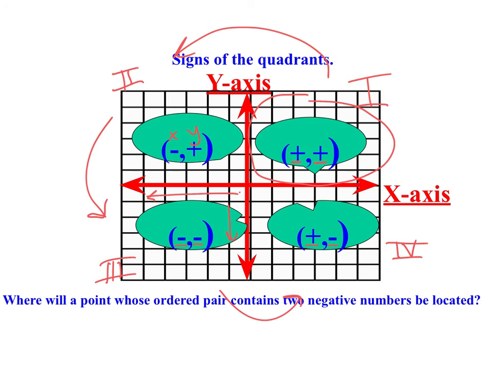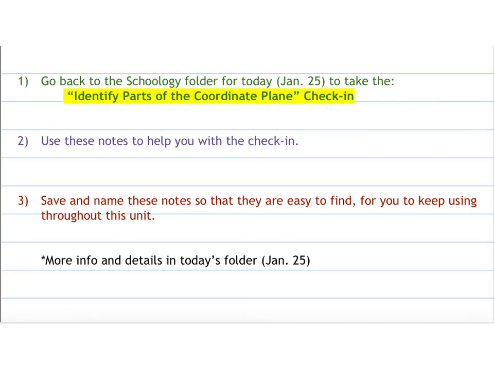Okay. So our question here: where will a point whose ordered pair contains 2 negative numbers be located? Well, the only one that has both negative x and y is in quadrant number 3. Okay. So that's all for the coordinate plane.